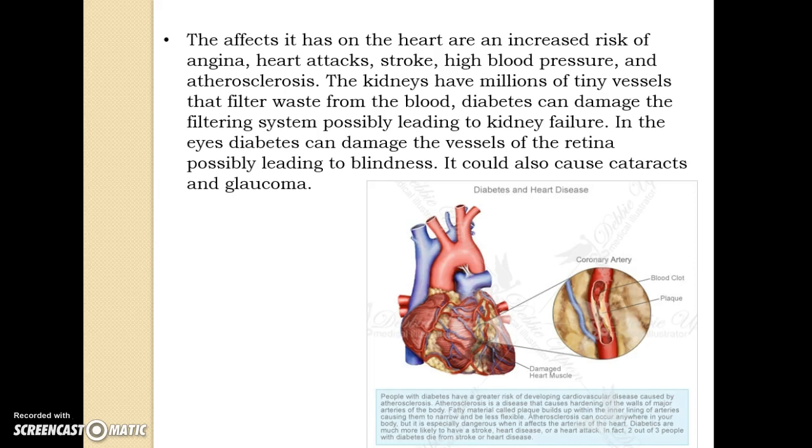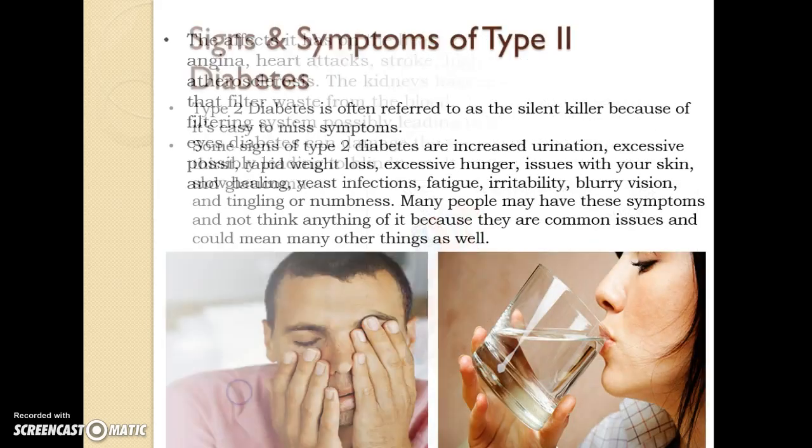Arteriosclerosis is a disease that causes hardening of the walls of major arteries of the body. Fatty material called plaque builds up within the inner lining of the arteries, causing them to narrow and be less flexible. Arteriosclerosis can occur anywhere in your body, but it is especially dangerous when it affects the arteries of the heart. Diabetics are much more likely to have stroke, heart disease, and heart attack. In fact, 2 out of 3 people with diabetes die from stroke or heart disease.